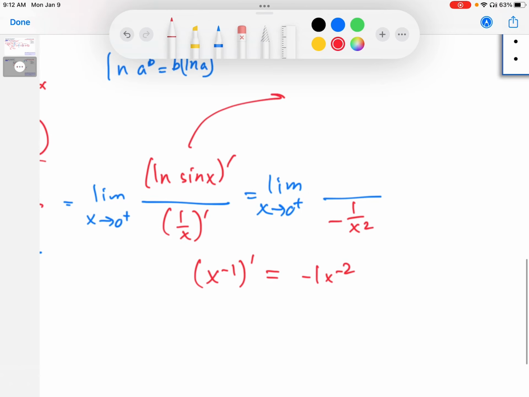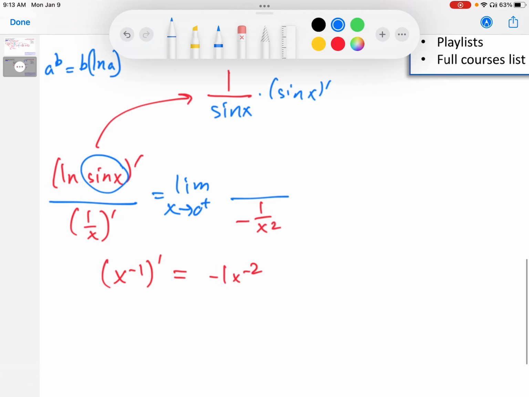In the numerator, I'm going to have to do a chain rule. The derivative of ln is 1 over whatever it's the ln of, in this case sine x, and then times the derivative of that thing. That's the chain rule step. The derivative of sine is cosine, so this is cosine over sine, otherwise known as cotangent x. So that is the new numerator over here.